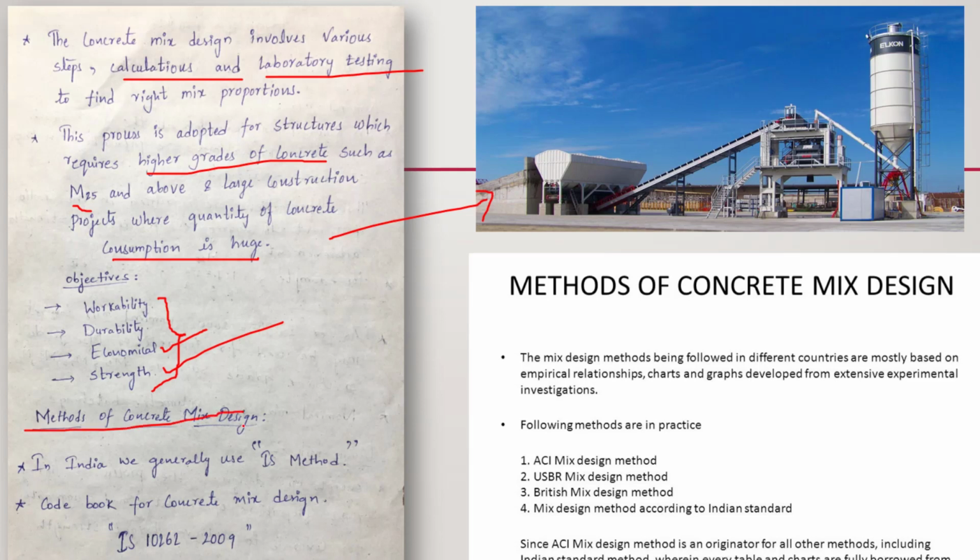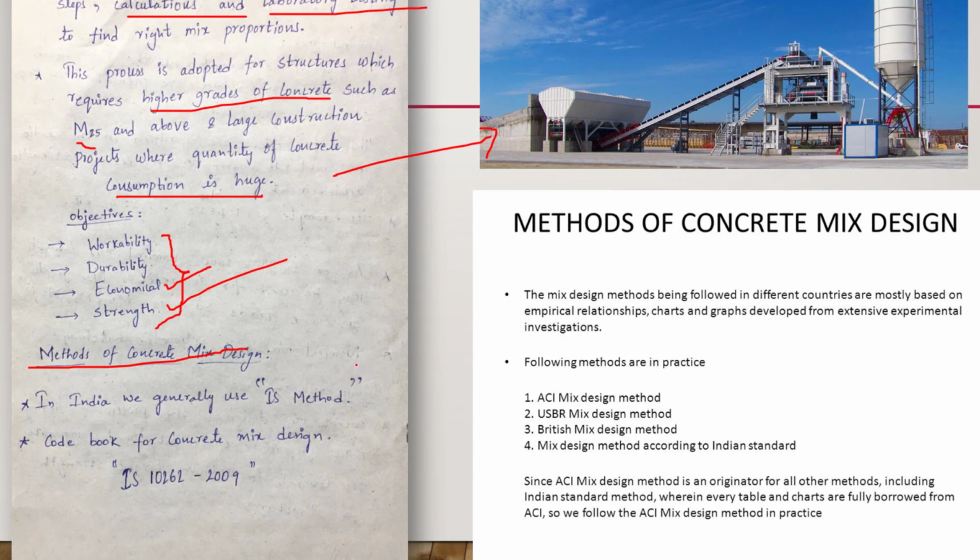So the methods of concrete mix design are mentioned here. You can see the ACI method, USBR method, British mix method, and also the IS method. These are all derived from the ACI method. In India we generally use the IS method because we all stay in India.